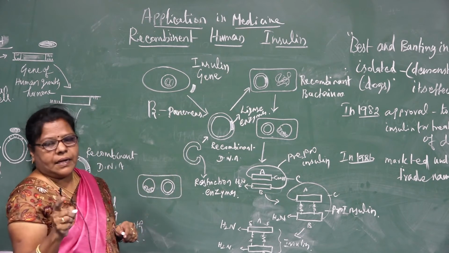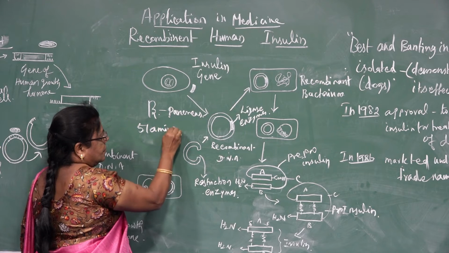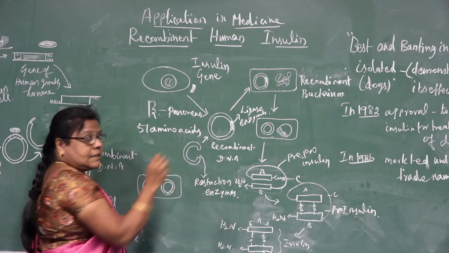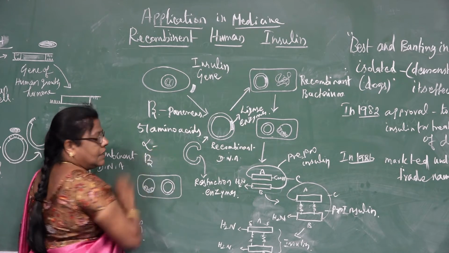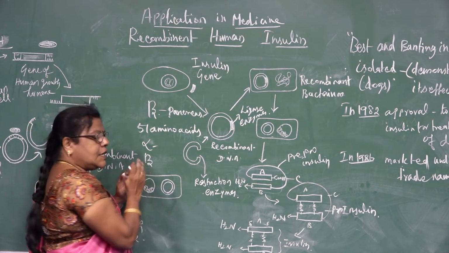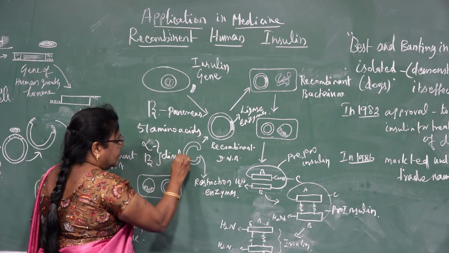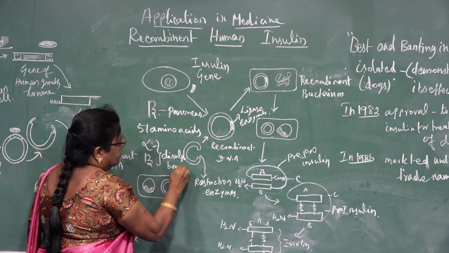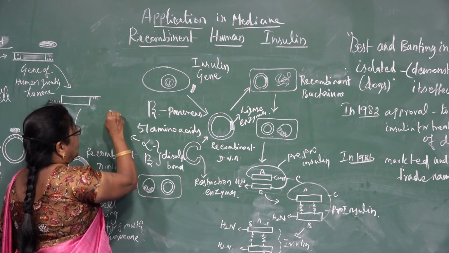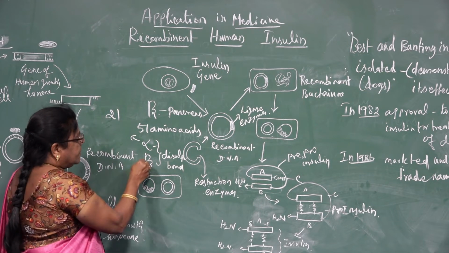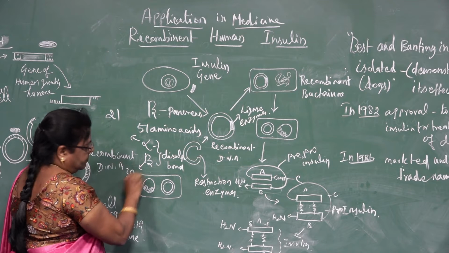It is formed by 51 amino acids. It has two chains. One is the alpha chain, another one is the beta chain. These two chains are held together by disulfide bonds. The A chain, that means the alpha chain, contains 21 amino acids. The B chain, that means the beta chain, contains 30 amino acids.